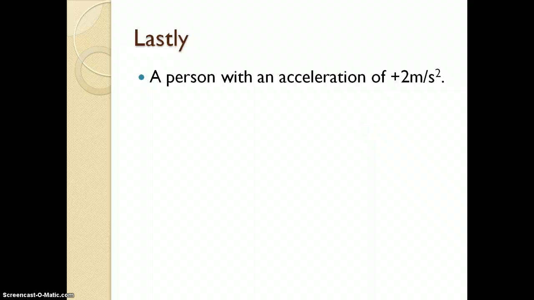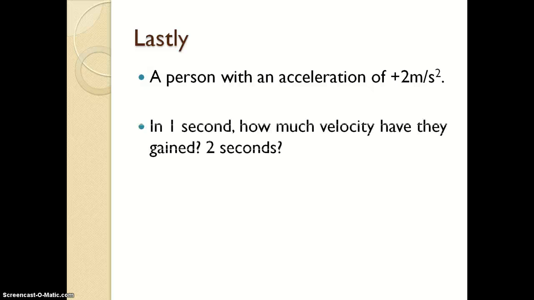So at this point, I'm going to ask you one or two questions. I want you to pause the video. I'm going to give you a chance to do it before you answer it. So let's consider a person who's got acceleration of positive 2 meters per second squared. In 1 second, how much velocity would they have gained? What about 2 seconds? Pause, get ready to answer.